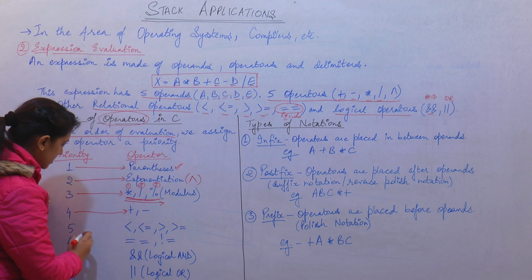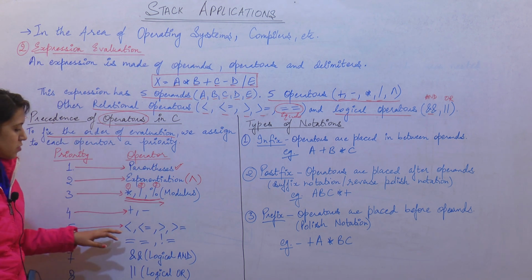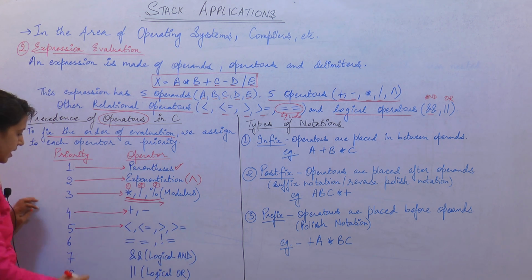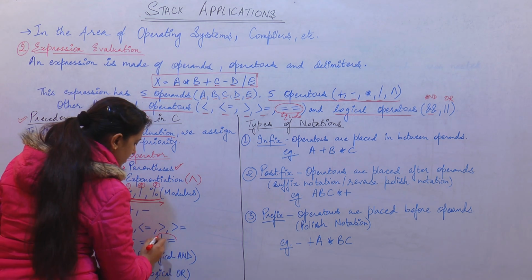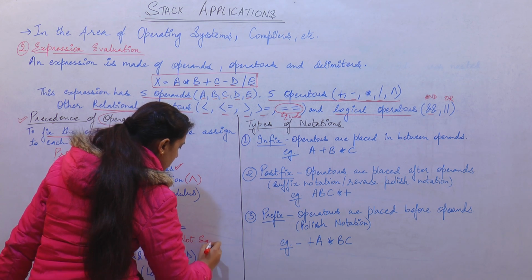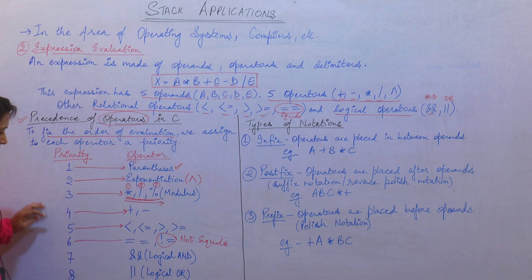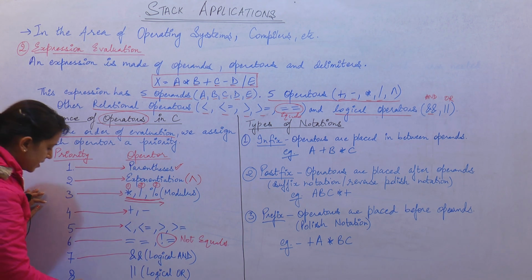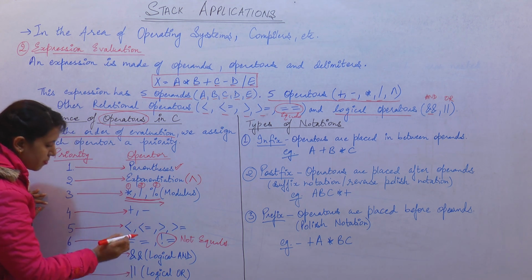After plus and minus, the next priority will be of less than equals to, greater than and greater than equals to. Then equals and not equals, this symbol is mainly used for not equals. Next priority is given to logical AND operator and the last priority is given to logical OR operator.